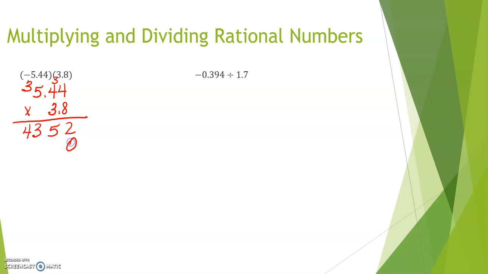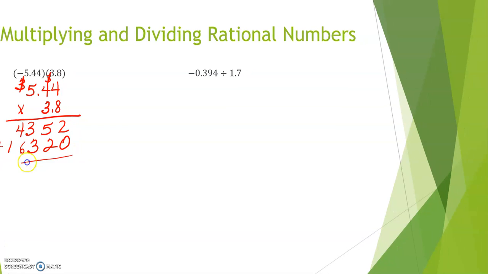We're going to put a 0 under the 2 because this time we're multiplying in the tenths place. 4 times 3 is 12. Carry the 1. 4 times 3, 12 plus 1 is 13. 5 times 3 is 15, plus 1 is 16. I'm going to go ahead and add.